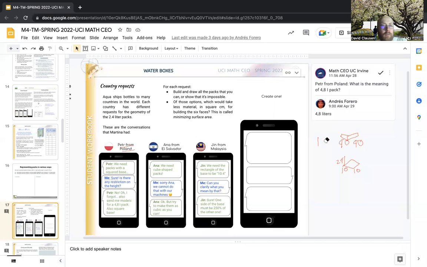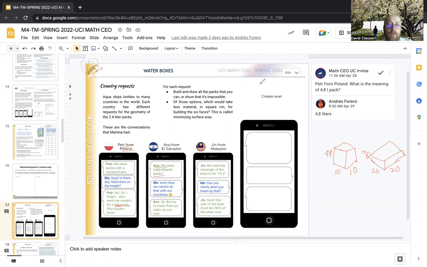As you can see, there are lots of different examples, so you can ask them what the formula is for all the examples. The next one is Anna from El Salvador, who wants to know if you could do a 4.8 pack, doubling it, also with a square base. If you have 48, 10, 10, you could also do 20, 20, and 12.